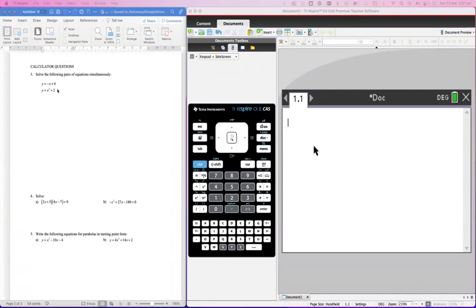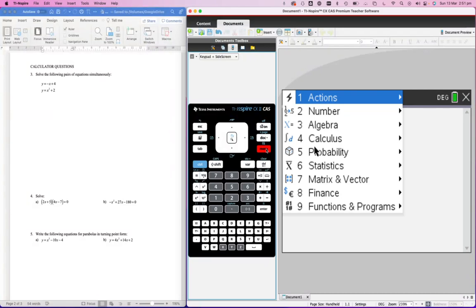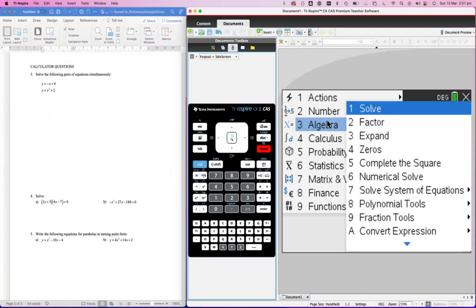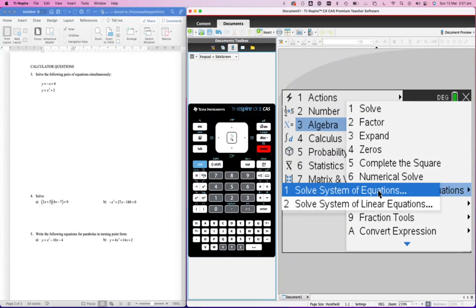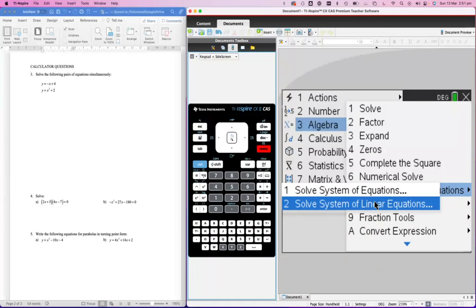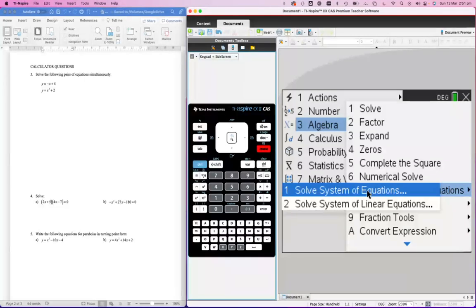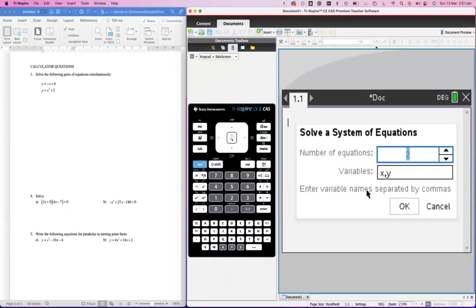Now these two are a linear equation and a quadratic, but it could be a linear and a linear that you need to do. So when you need to solve a pair of equations, you're going to go to the menu button, you're going to go to Algebra, and then you're going to go number 7 for solve system of equations. Note there are two choices here, system of equations or system of linear equations. So you would use system of linear equations if there were no powers greater than 1. Otherwise, you need to use this one here.